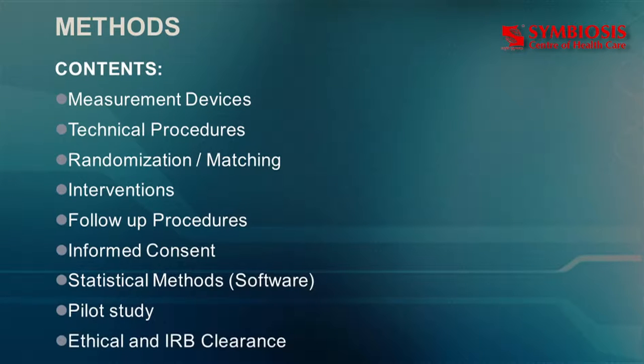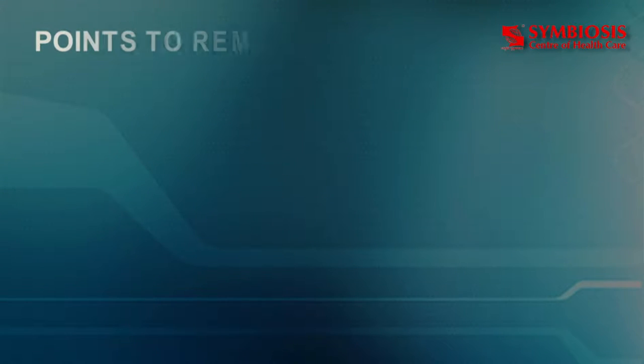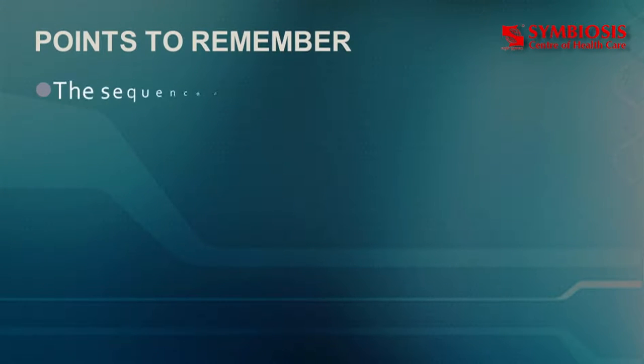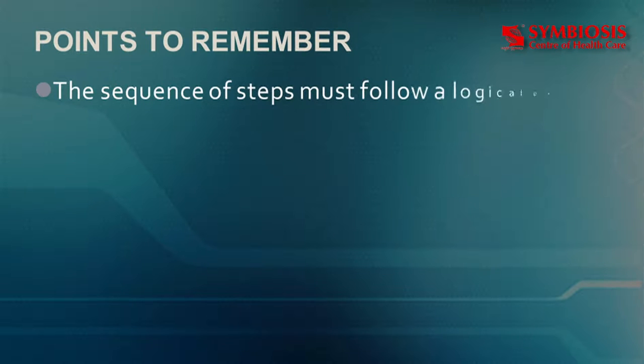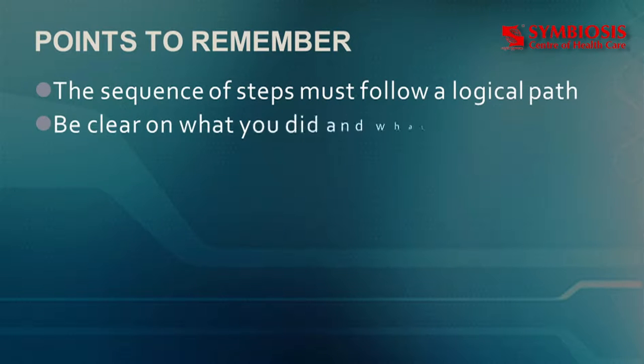And ethics and institutional review board clearances are critical, and they need to be mentioned as a part of the methods. The sequence of the steps must follow a logical path, because in the method section the things that you do first, you should write first. Suppose you had done a sample size calculation first, then sample size calculation should come first. Statistical analysis would come at a later stage. So, the sequence of the activities that you had carried out as a part of the method should logically follow the path, and be clear on what you did and what you did not.